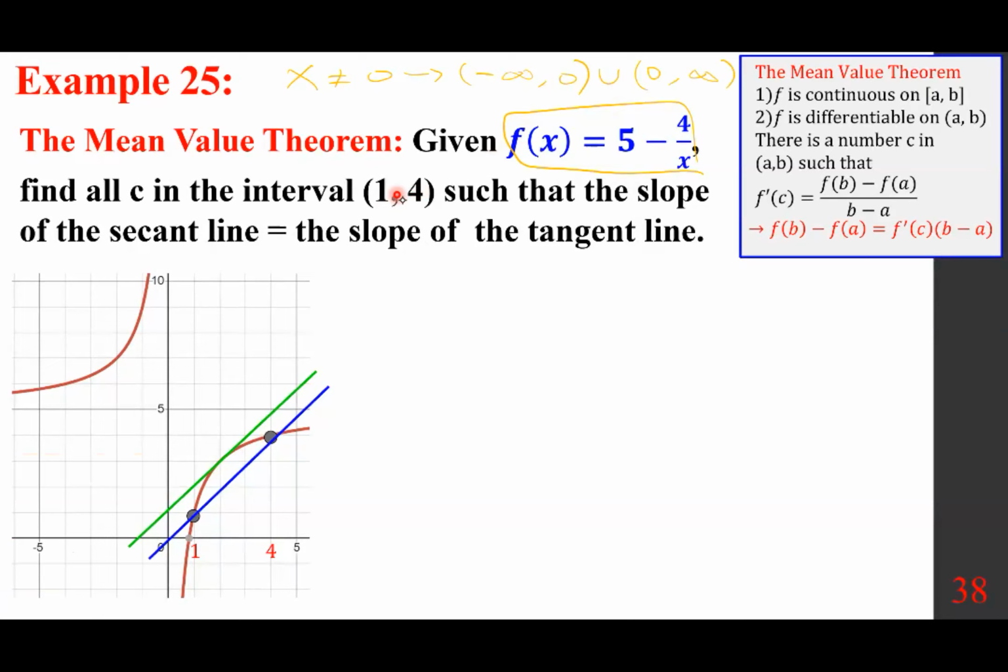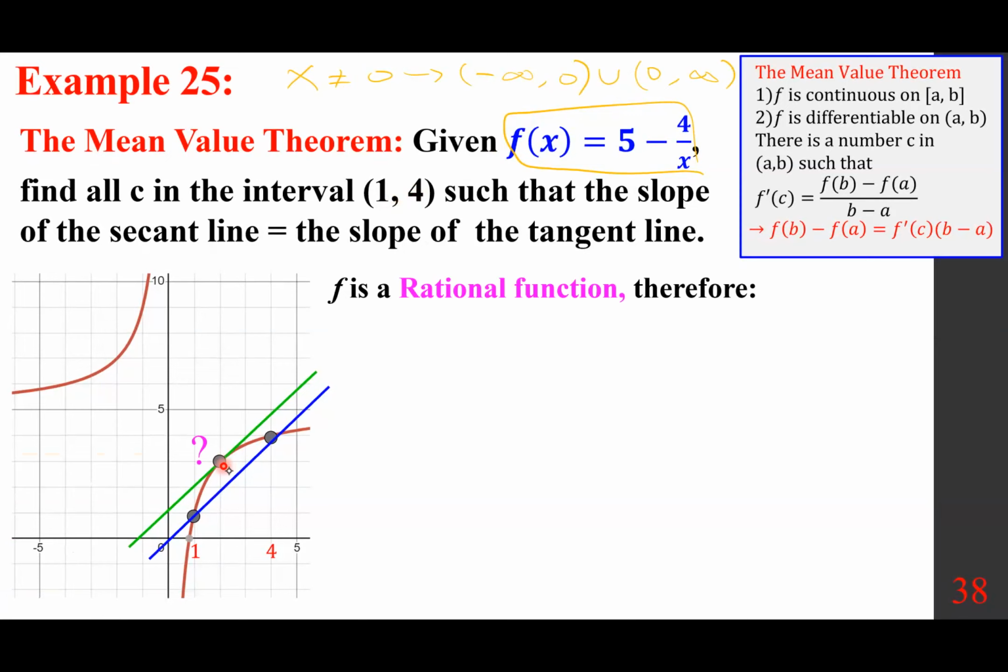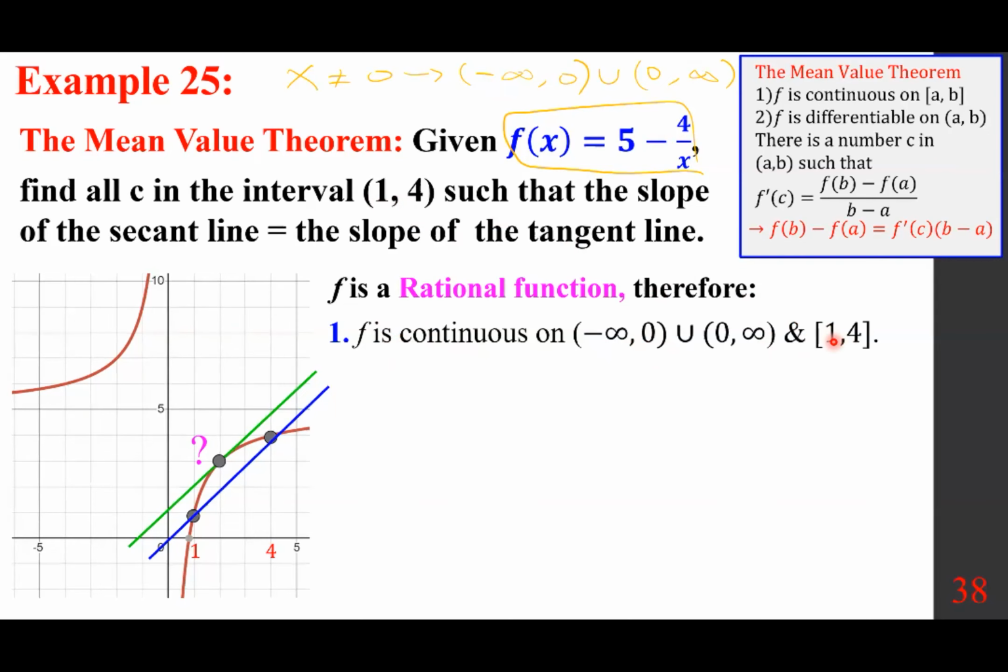And so this is the question mark, everybody. This is what we are looking for. F is a rational function. Therefore, it's continuous everywhere except 0. And therefore, it's continuous in what we want, 1 to 4. It is also differentiable then.